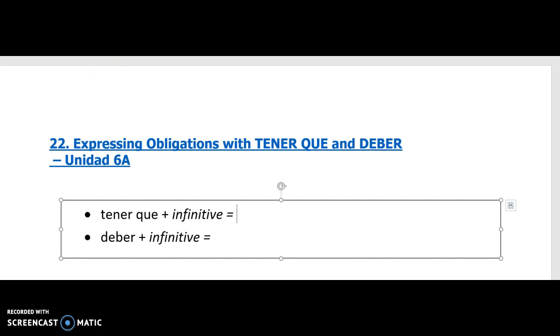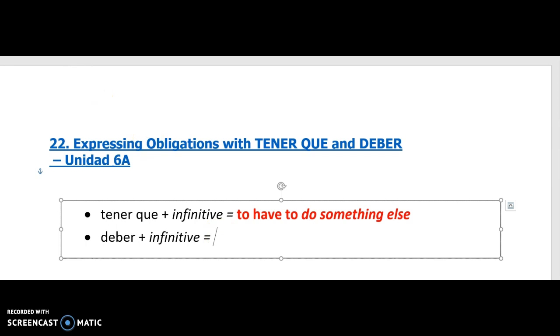Now, they're not completely 100% new. Tener, you already know, means to have. But if you follow it with que plus the infinitive of another verb, it means to have to and then do something else, whatever that infinitive happens to be. So I have to study, or I have to clean my room, or I have to go see my friends for their birthday, something along those lines, what you have to do. You're not actually doing it. You're talking about your future intentions.